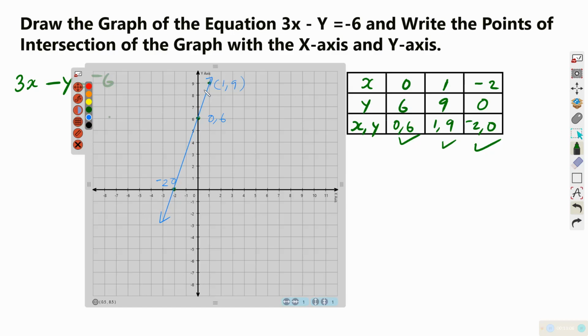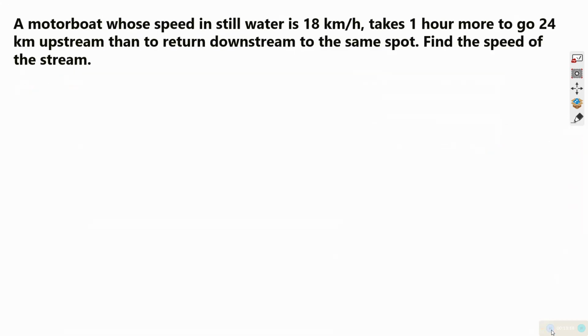Okay, we'll go ahead for another sum which was asked in a previous year. A motorboat whose speed in still water is 18 km per hour takes 1 hour more to go 24 km upstream than to return downstream to the same spot. Find the speed of the stream. Stop, pause here. Understand the question.